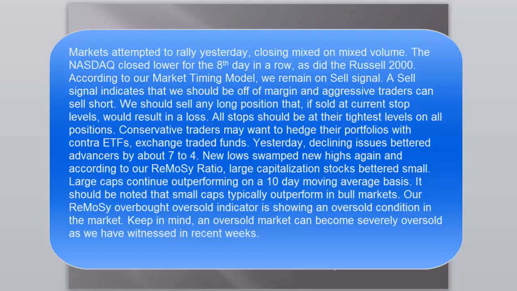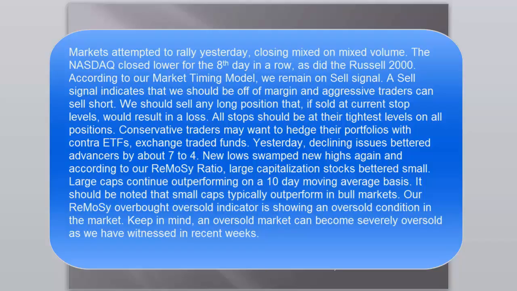We should sell any long position that, if sold at current stop levels, would result in a loss. All stops should be at their tightest levels on all positions. Conservative traders may want to hedge their portfolios with contra ETFs, exchange-traded funds.